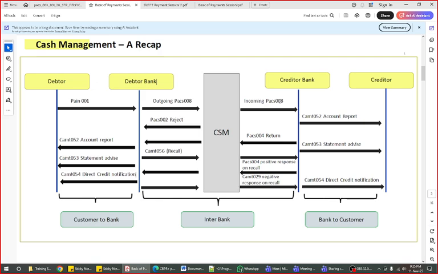This is the same diagram you have to draw. I'm going to share the presentation with you as well, don't worry about that part, but you have to draw the same diagram and you can explain. So you say there is a debtor who is the sender of the payment, like you and me, the debtor bank, your bank. There is a CSM, clearing and settlement, like RBI, Fedwire, BACS or CHAPS or Target 2. There is a creditor bank.